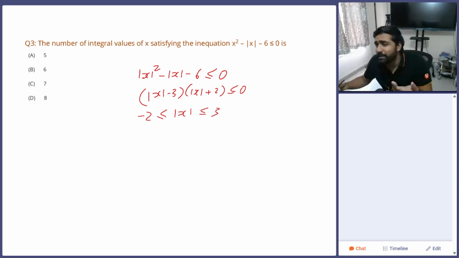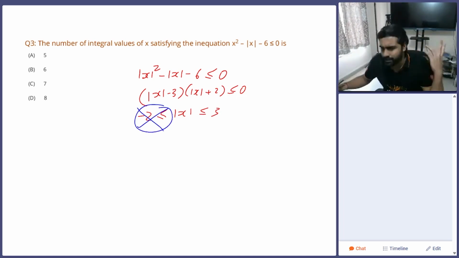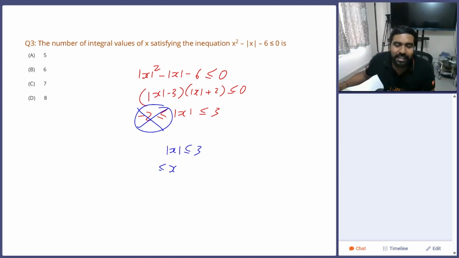Now, mod x bigger than minus 2 is an irrelevant statement. It makes no sense. It means it's something that is always true. So no need to even worry about this. Simply mod x less than or equal to 3. What is it? x lies between minus 3 till 3.